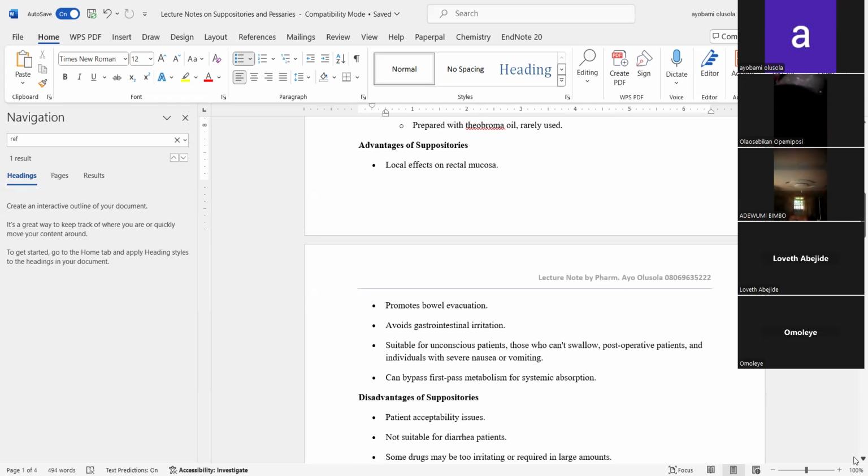And another advantage of suppository is that suppository can bypass first pass effect. Who can tell us what first pass effect is? Anybody who can tell us what first pass effect is?